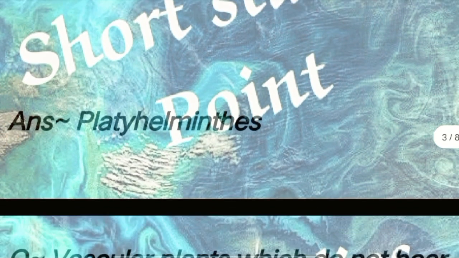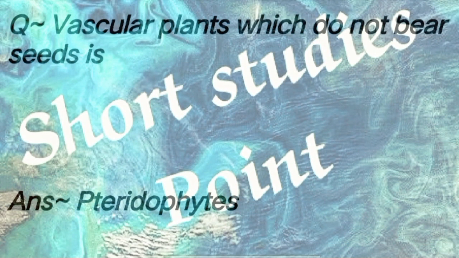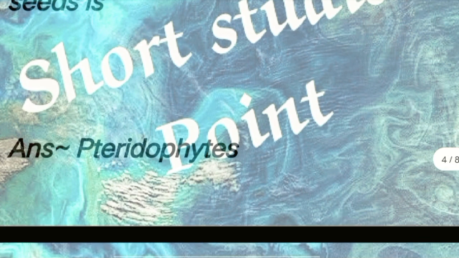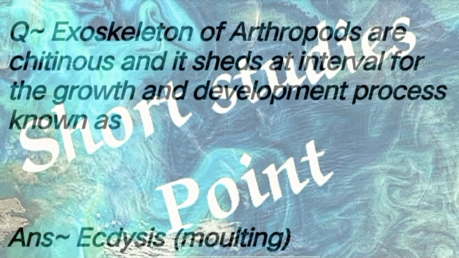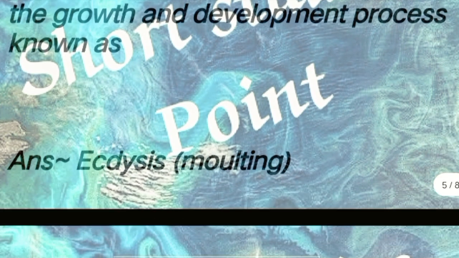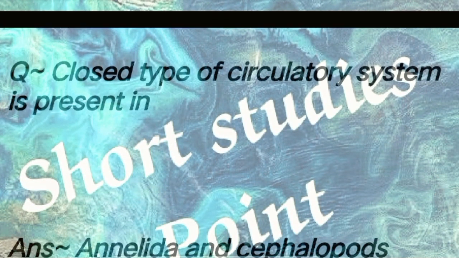Answer: Platyhelminthes. Next question: vascular plant which does not bear seeds is. Answer: pteridophytes. Next question: exoskeleton of arthropoda is chitinous and it is shed at intervals for the growth and development process known as. Answer: ecdysis.